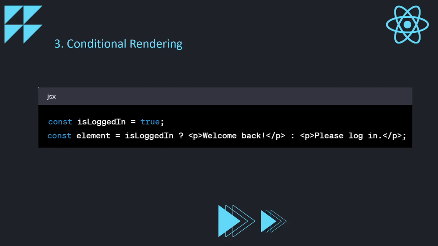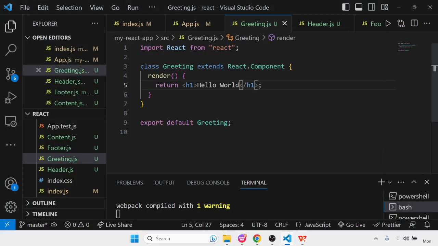JSX plays a central role in defining React components. Let's see how JSX is used to create and compose React components. So let us now go to our VS Code. In our previous video, we already made use of the JSX concept unknowingly. But in this video, we are going to see exactly how JSX works.